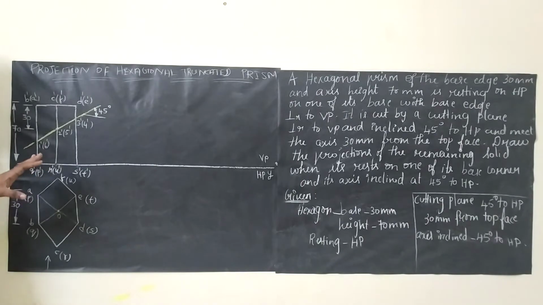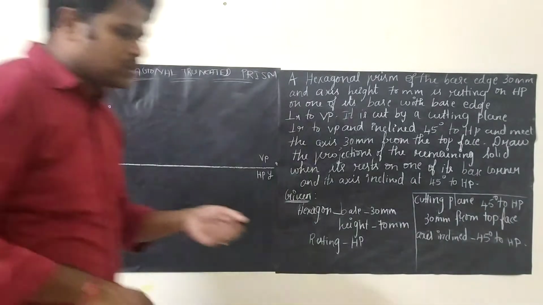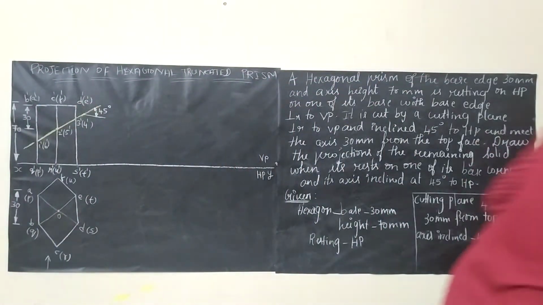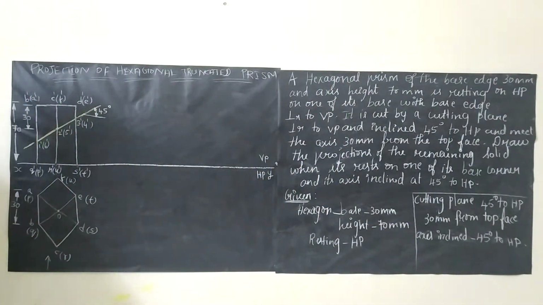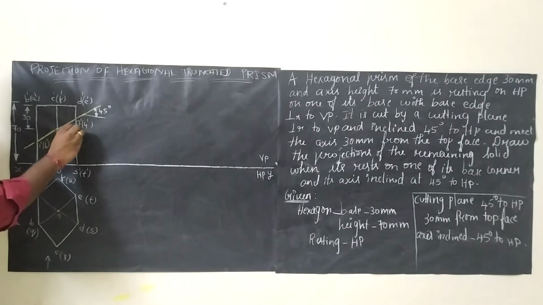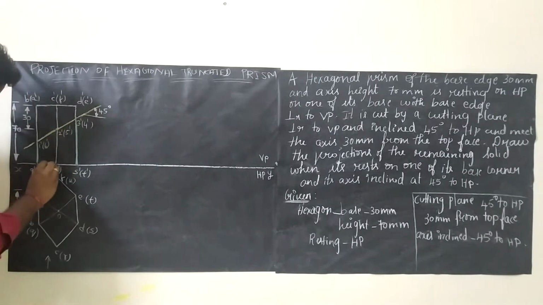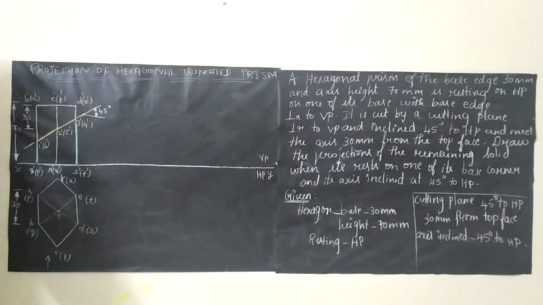So next thing is, whatever solid we have drawn here, this is called a truncated solid after the cutted portion. So this is called a truncated solid. We have to darken it with our HB pencil. Okay. So this is a truncated solid.